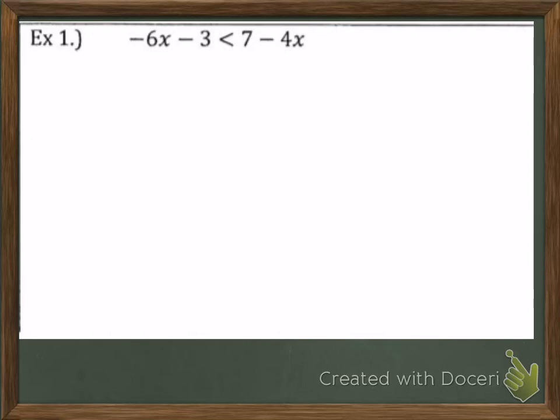In example 1, we're going to look at solving the inequality. Our rules for solving the inequality are basically the same as solving for equations, except we need to keep that multiplying rule in mind where it would flip the relation symbol. To start getting our variables to one side and constants to the other, I'm going to add 3 to both sides. That gives me the new inequality of -6 is less than 10 minus 4x. I'm going to add 4x to both sides.